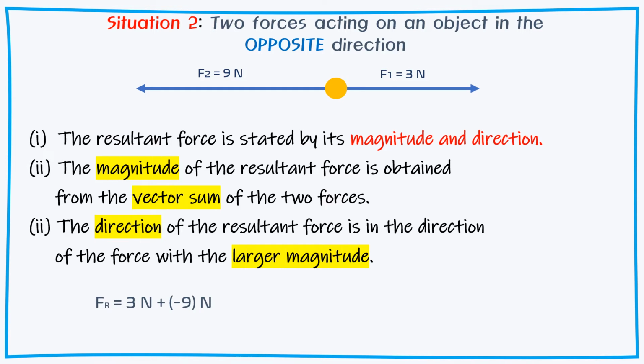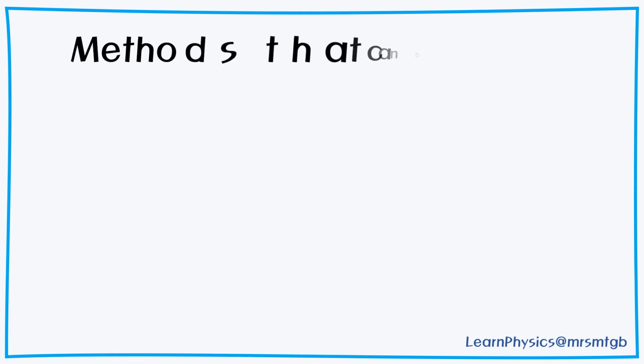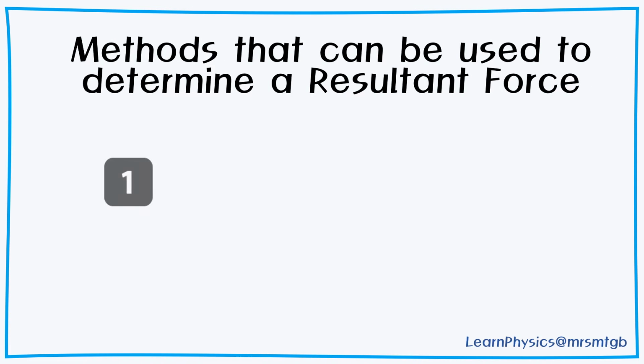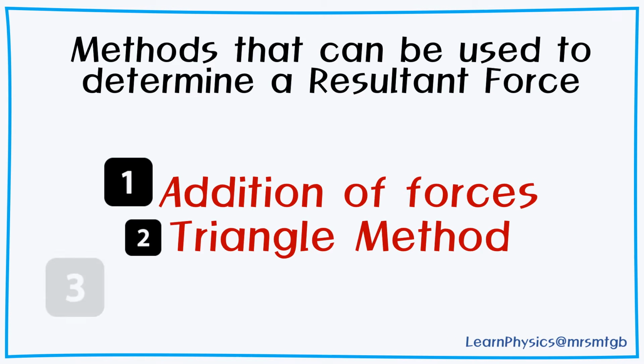So the resultant force is equal to 3 Newton plus negative 9 Newton. In this situation, we assume that the positive sign indicates the right side, while the negative sign indicates the left side. So the answer is negative 6 Newton, or you may answer 6 Newton to the left. We have done addition of forces.